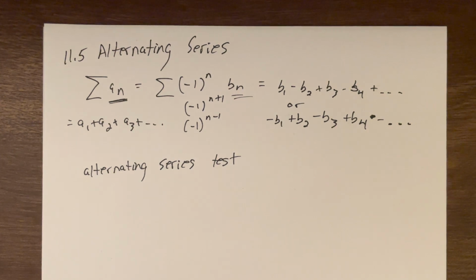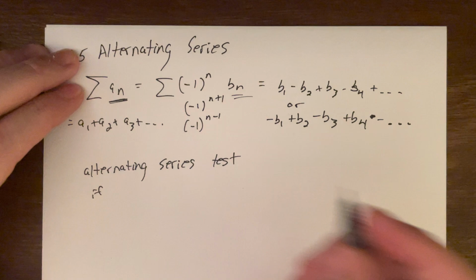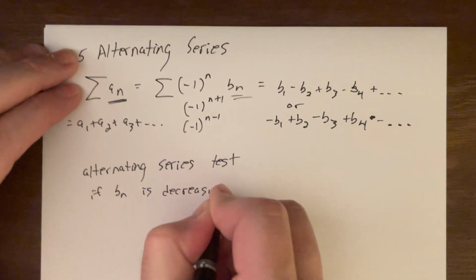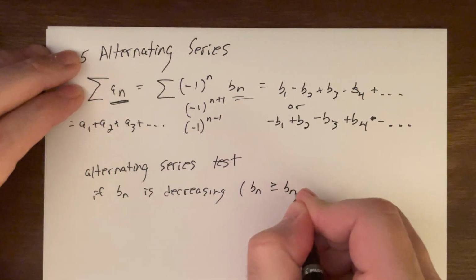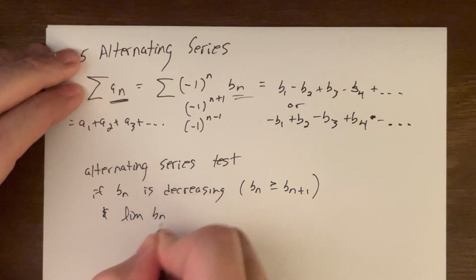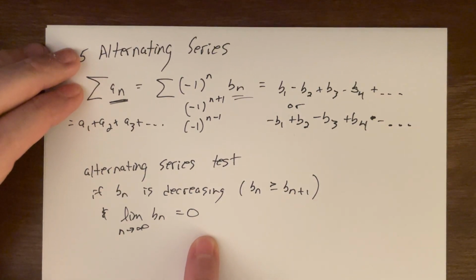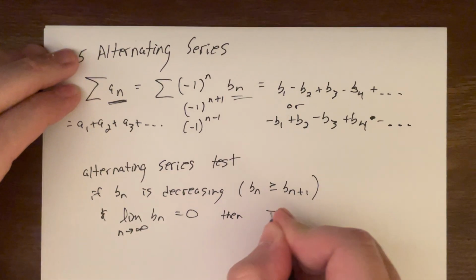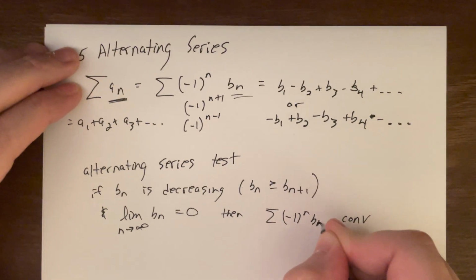So what we can say here, if we have an alternating series, and if b sub n is decreasing, which again, with our sequence notation, b sub n is bigger than or equal to b sub n plus 1, and the limit of b sub n equals 0. Those two conditions, that's enough to say that the alternating series converges.